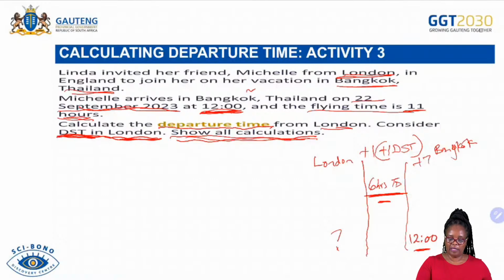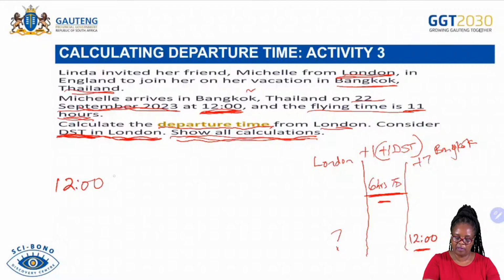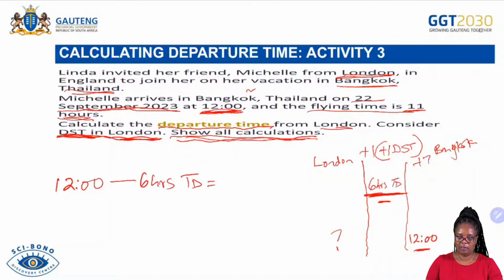I hope we are still together. Then let's write it down. We have 1200 hours, which has been given. Then we minus our time difference, which is 6 hours. This is the step that we do.